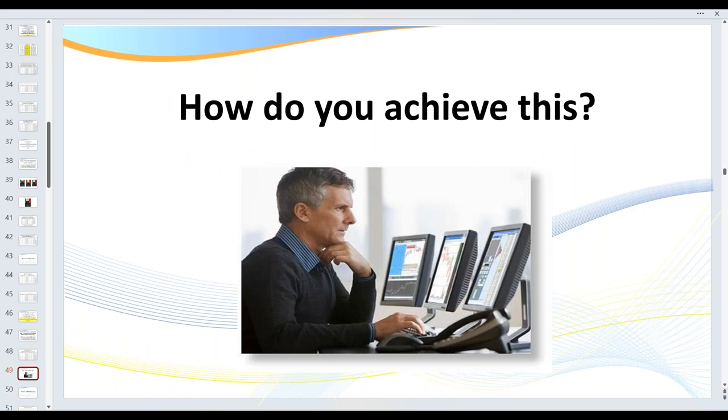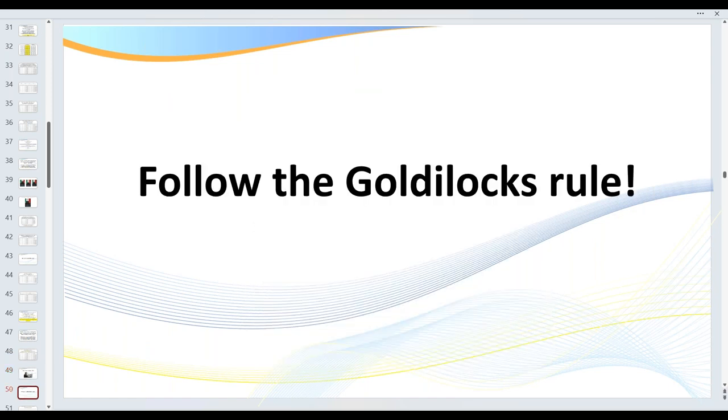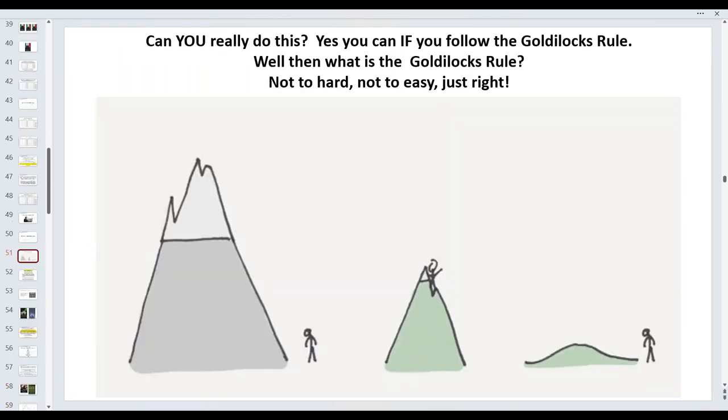So how do we achieve this? How are we realistically going to hit these targets? Well, number one, we've got to follow what we call the Goldilocks rule. Remember, what I teach you is science-based and fact-based, okay? How do we learn something? The Goldilocks rule means this: not too hard, not too easy, just right.